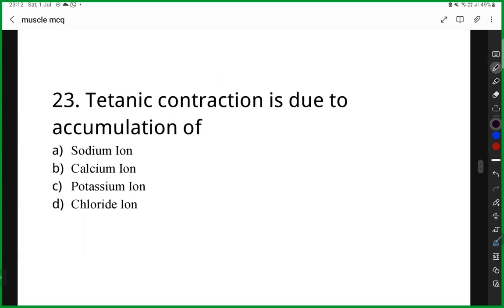Tetanic contraction is due to the accumulation of calcium. Exactly. When the skeletal muscle is stimulated, before its contraction gets over, it responds to another stimulus. This is called summation. Why is there a summation? Because of accumulation of calcium ions. Such a summated contraction is called complete tetanus.